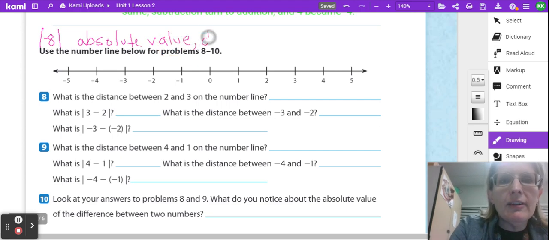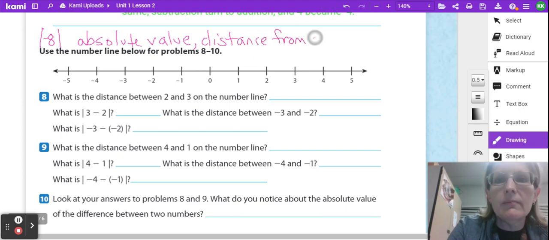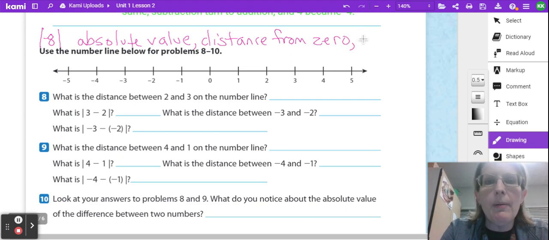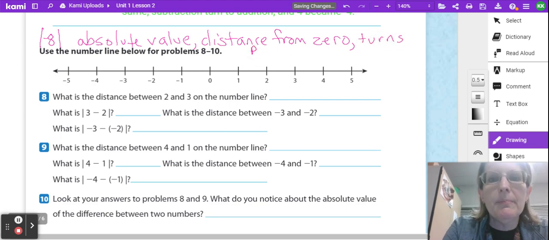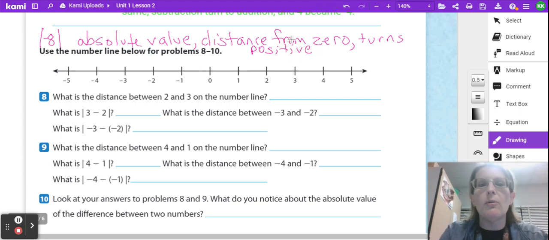It is the distance from 0, and that means that it is always a positive. So whatever is inside the absolute value just turns into a positive number, because negative would be a direction but not a distance. So it's always going to be a positive number when you have an absolute value.